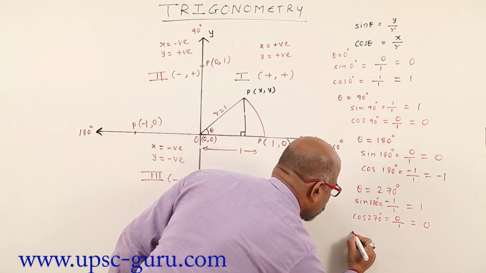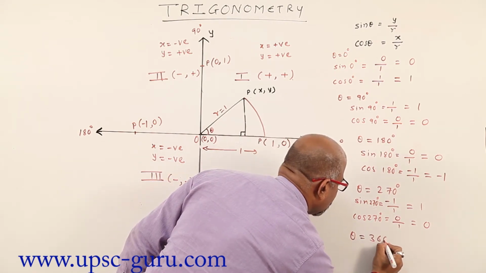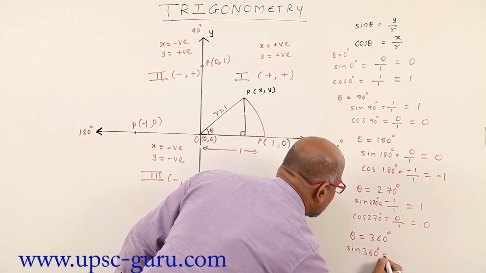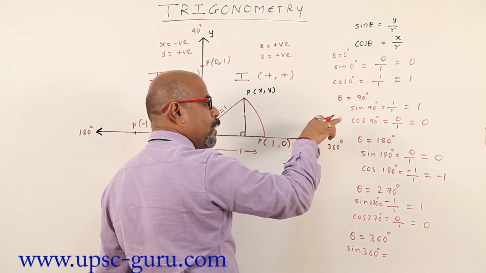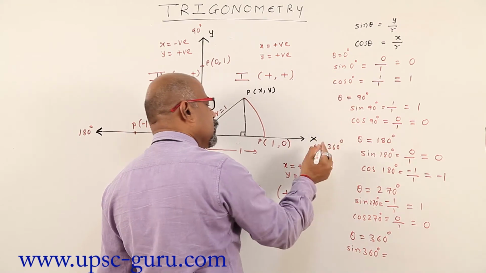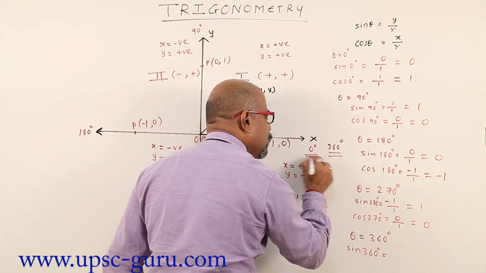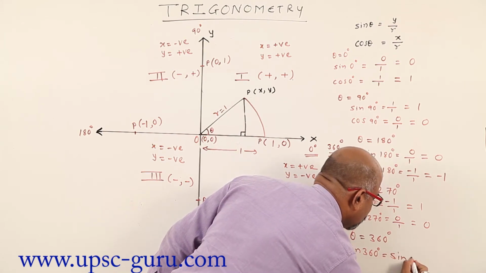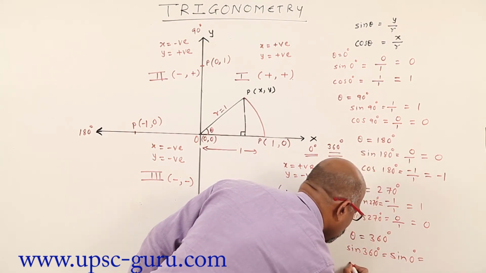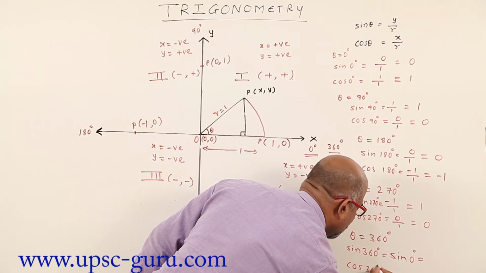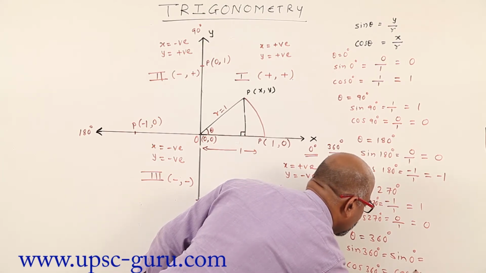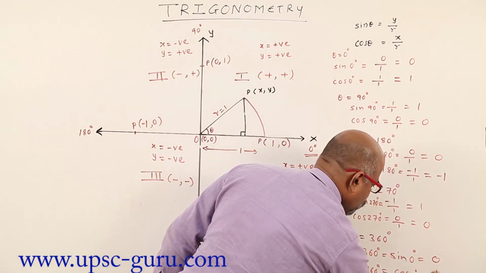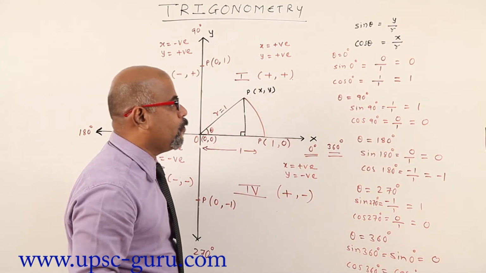Now when theta equals 360 degree, 360 means again the positive direction of the x-axis, nothing but 0 degree. So sin 360 equals sin 0 degree and cos 360 degree equals cos 0 degree. Sin 0 is 0, cos 0 is 1, we have (0, 1).